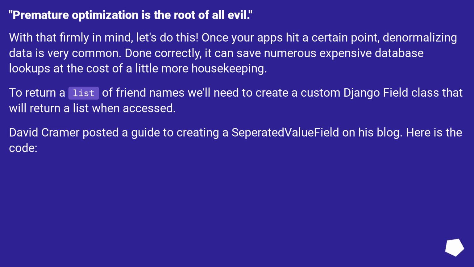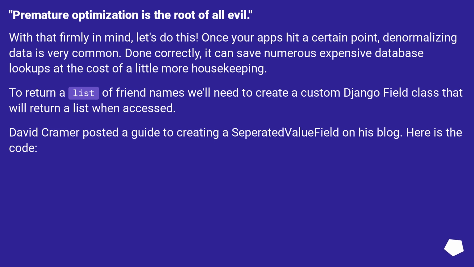Premature optimization is the root of all evil. With that firmly in mind, let's do this. Once your apps hit a certain point, denormalizing data is very common. Done correctly, it can save numerous expensive database lookups at the cost of a little more housekeeping.